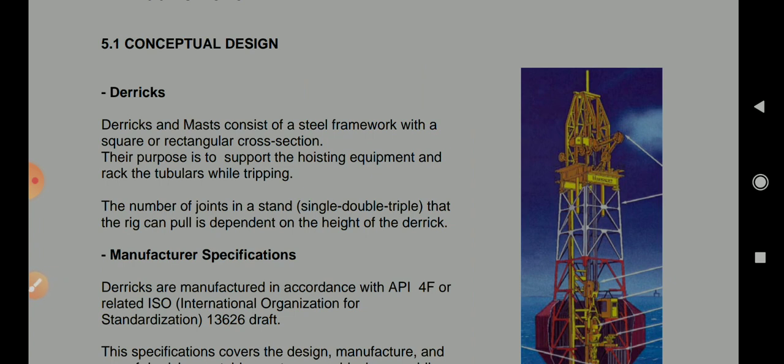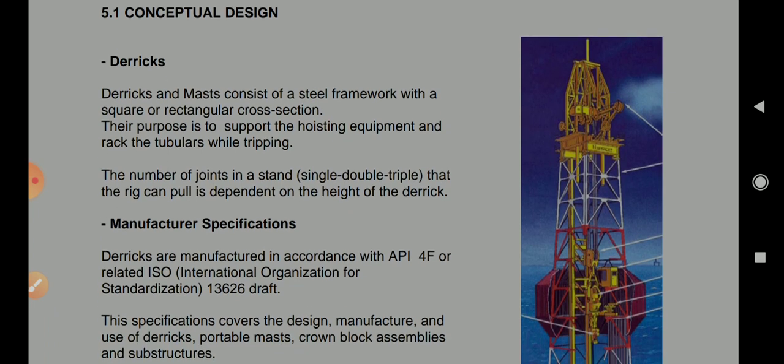The number of joints in a stand is single, double, or triple. Mostly a stand means a combination of three drill pipes. What the rig can pull depends upon the height of the derrick.